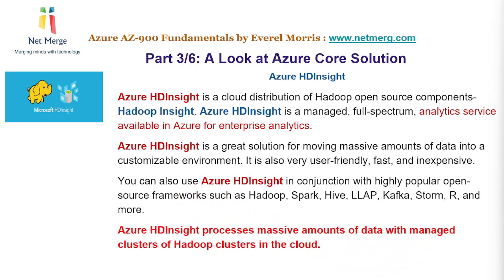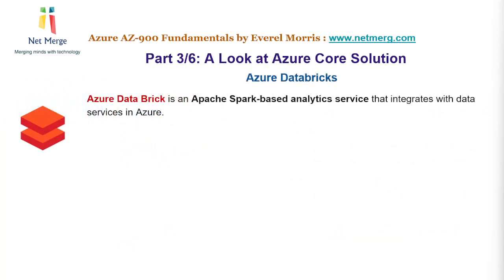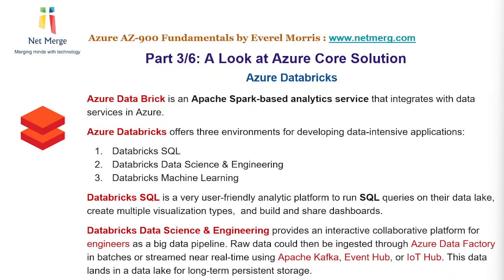Now, Azure HDInsight processes massive amounts of data with managed clusters, and it uses the Hadoop cluster inside the cloud. So there you go. You have a second service that you could use for your analytics purposes inside of Azure. If you have the experience and the knowledge, then you can bring it over and use it inside Azure. Now let's take a look at Azure Databricks. It's an Apache Spark based analytics service that integrates with data services in Azure and other open sources. So let's take a look at some of the features.